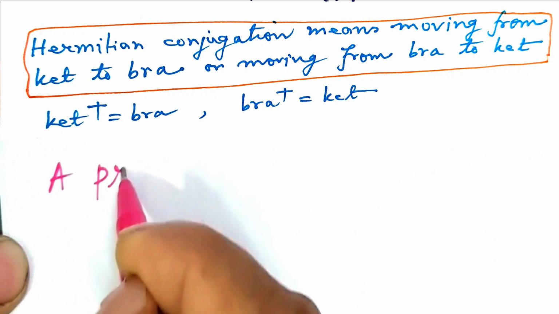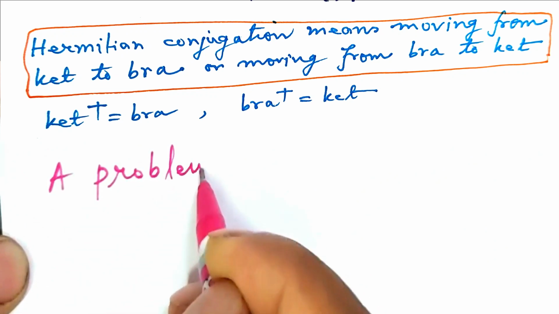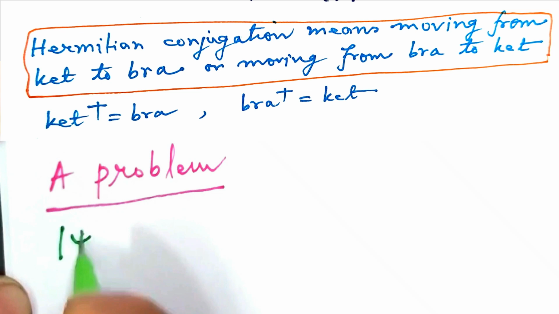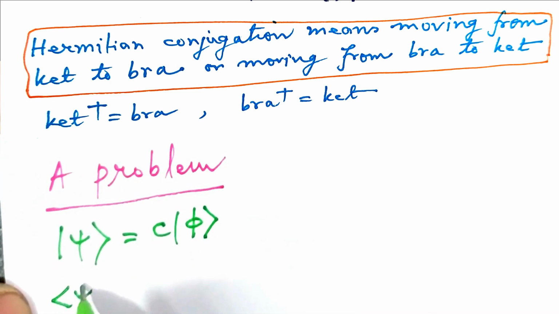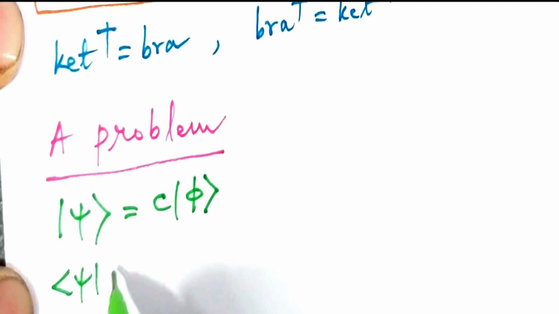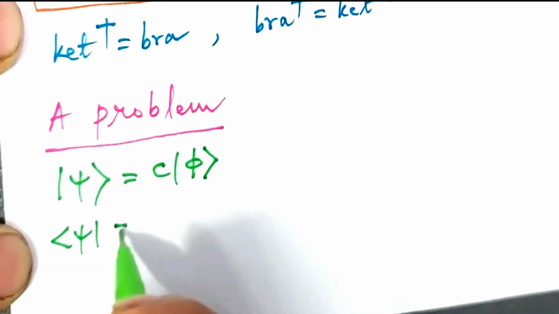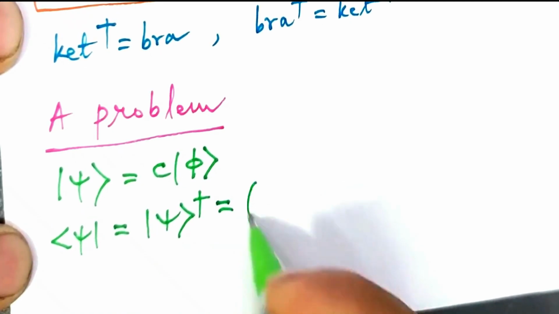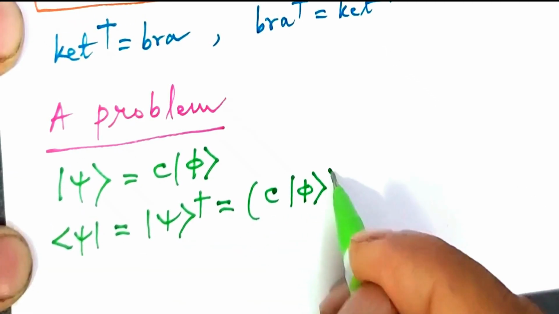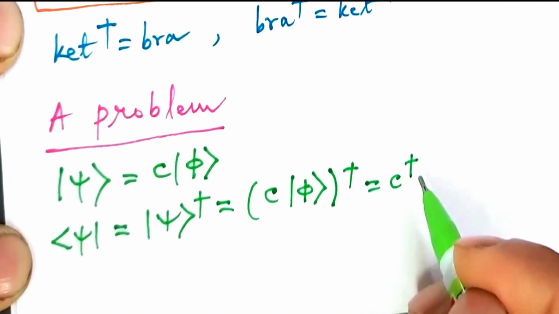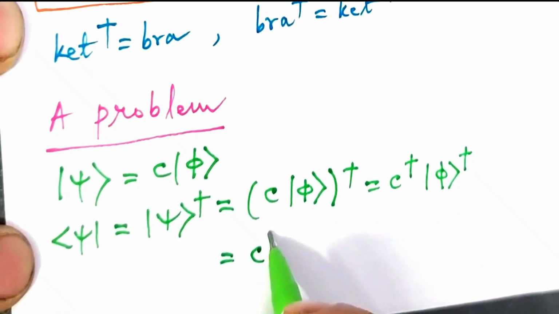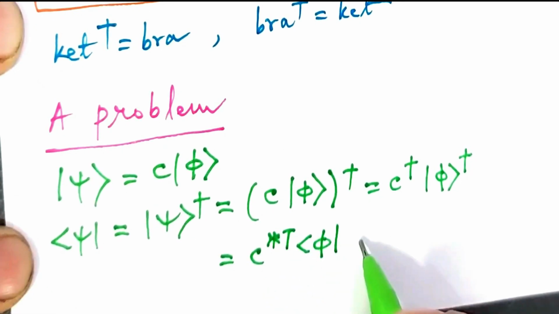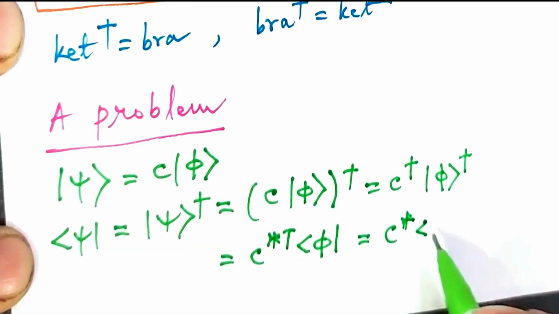We will finish off after addressing two more problems. If ket psi is C into ket phi, then let us find bra psi. C is a complex number in general. Now bra psi is ket psi dagger, that is dagger of C ket phi. This gives C dagger ket phi dagger, that is C star transpose bra phi, that is C star bra phi.